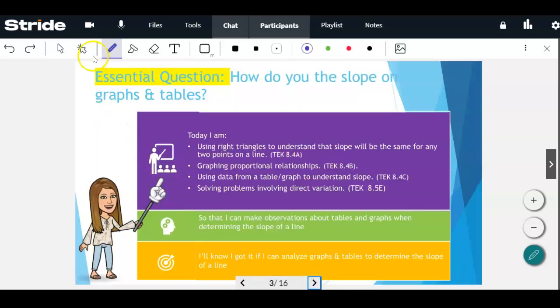All right, so in today's lesson, we'll learn how to find the slope on graphs and tables. Today I am using right triangles to understand the slope, graphing proportional relationships, using data from a table to understand the slope, and solving problems involving direct variation, so that I can make observations about tables and graphs when determining the slope of a line. I'll know I've got it if I can analyze graphs and tables to determine the slope of a line.